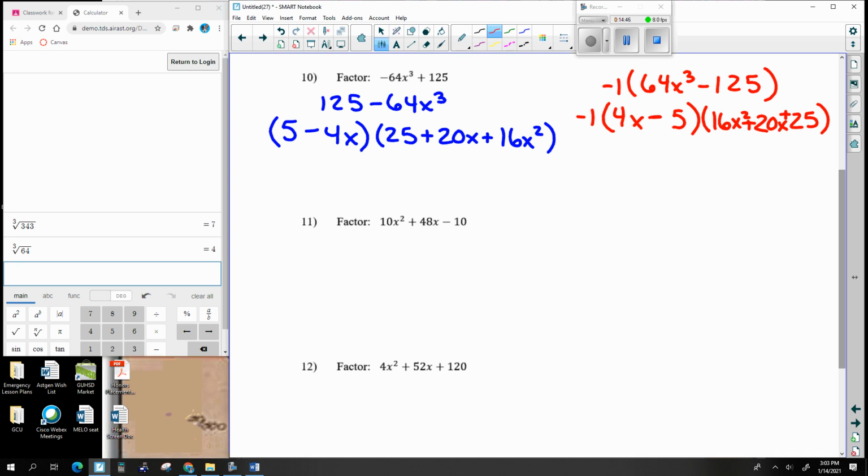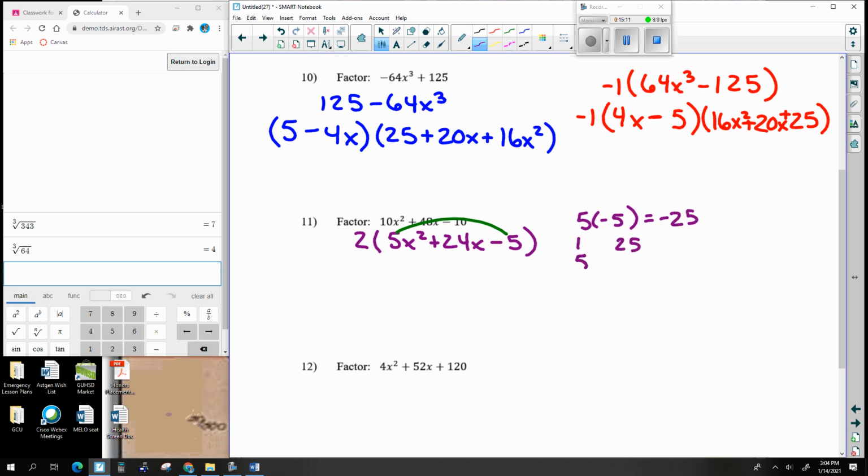Here I notice all of the numbers are even, so I can at least take out a 2. So that's a 5x squared, 24x minus 5. This is a complex ABC with the multiplication being 5 times negative 5. So 5 times negative 5 is negative 25. That's my multiplication number.